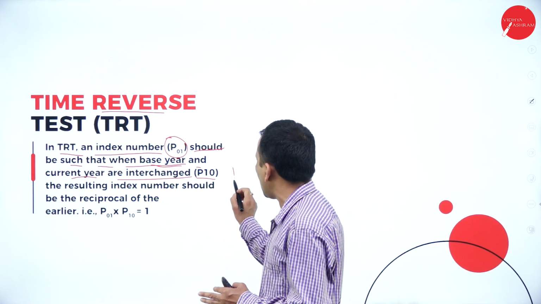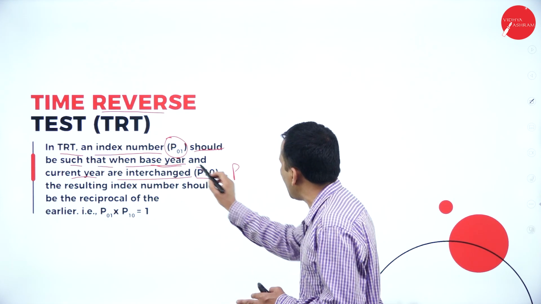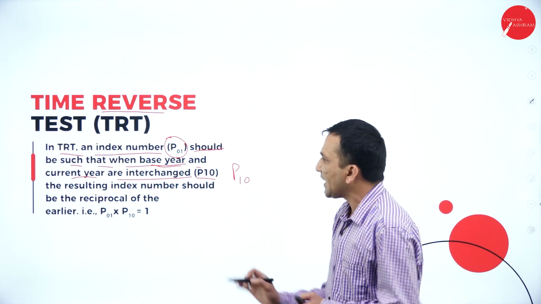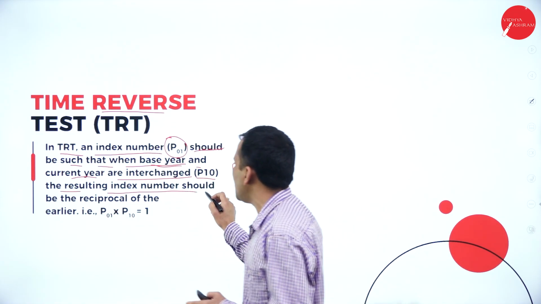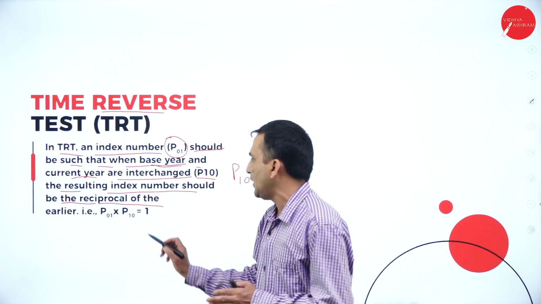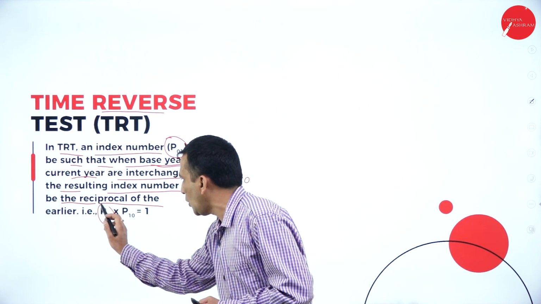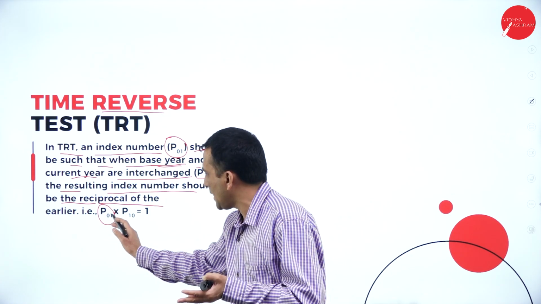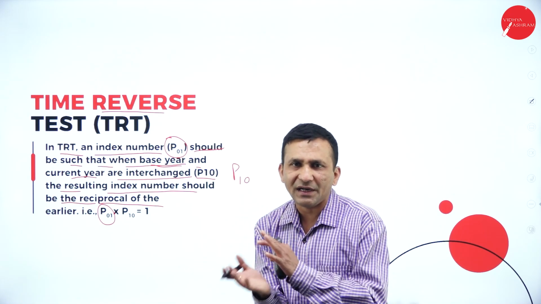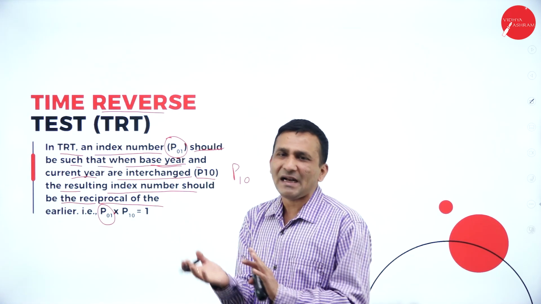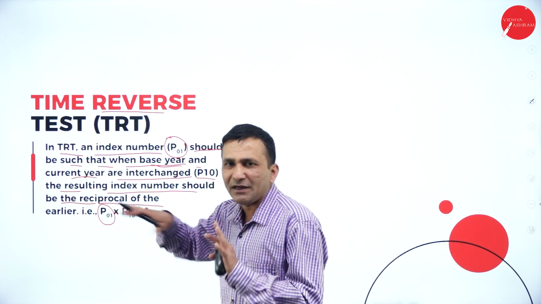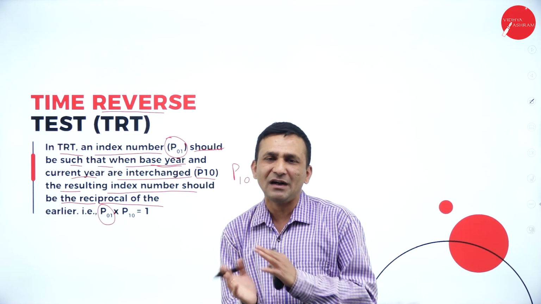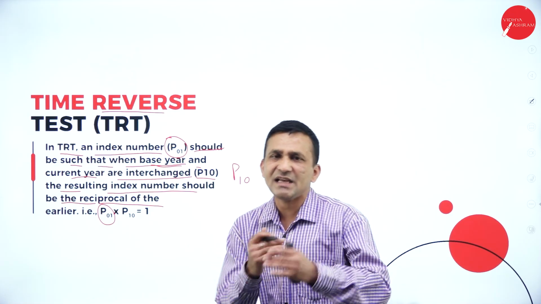So in this case, what exactly are we doing here? In place of 0 I am writing 1, and in place of 1 I am writing 0. So that is a reverse. The resulting index number should be the reciprocal of the price index without reversal. So when we write it, that is a price index, base year as well as current year. Now we are going for reversing the time, so that is current year and base year, because in the normal condition it is clearly specified as base year and then current year. But at the time of reversing, the first one is current and the second one is base year.